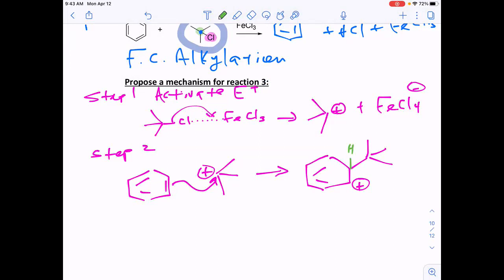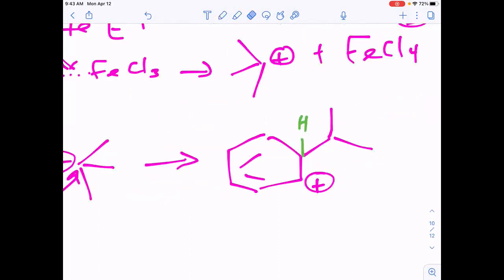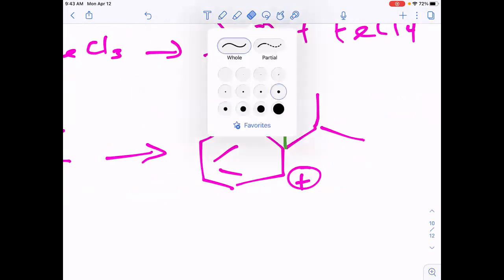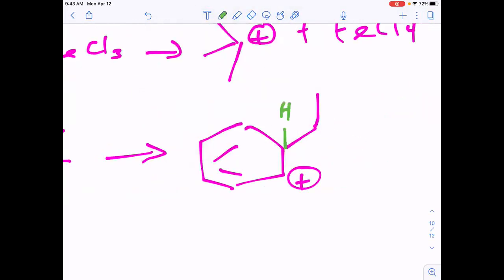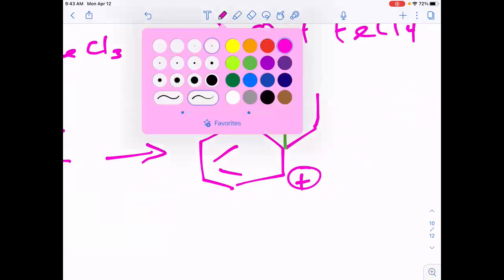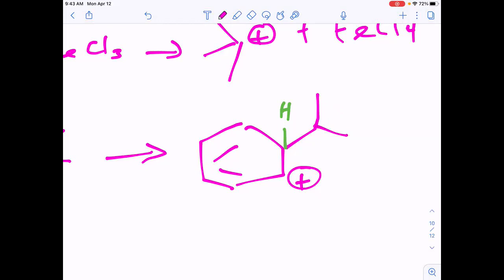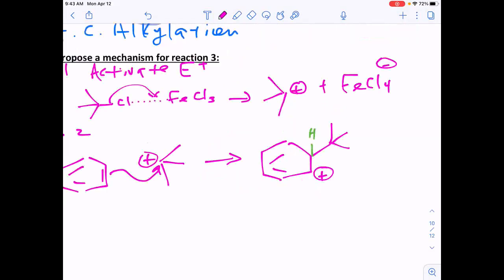Let me fix this tert-butyl group because that's sloppy. Wrong color, Russell. Get it together. All right. That's a little better.